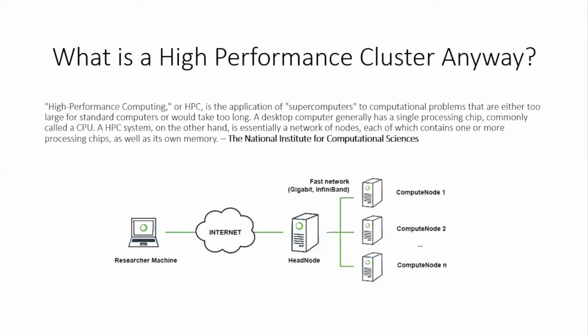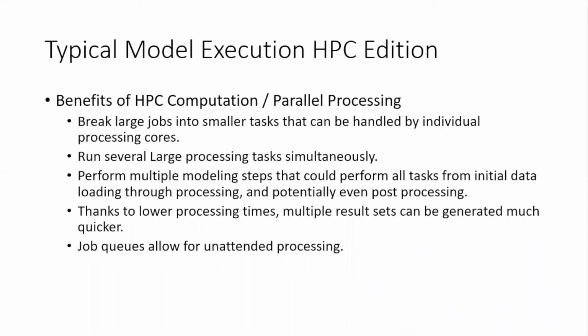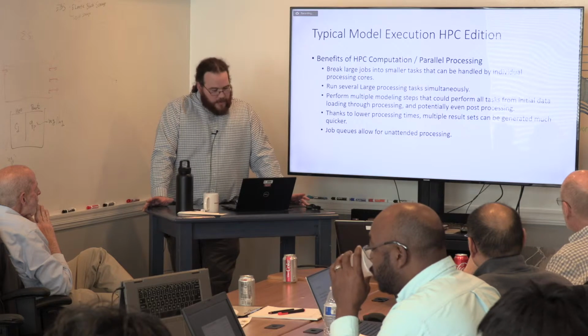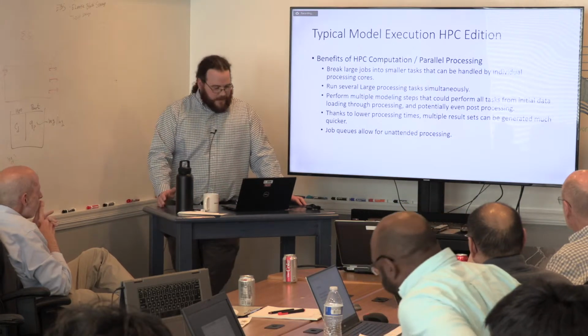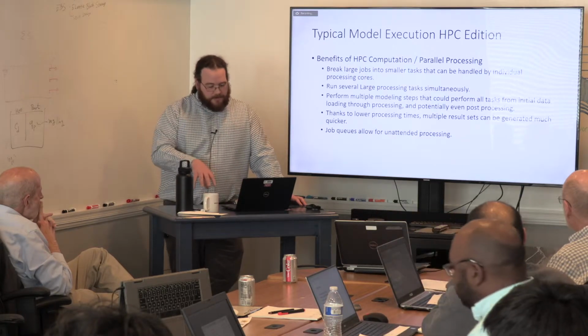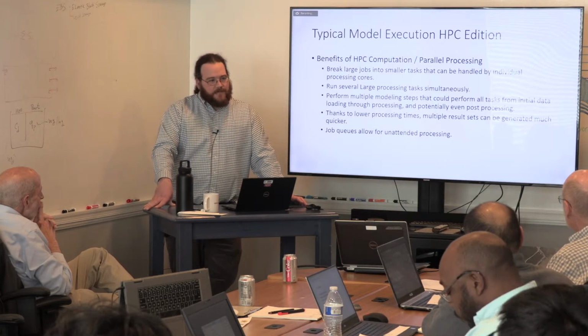So looking at what I call the HPC edition of typical model execution. What do we need to do? We can either take a very large job with lots of inputs and break it into lots of tiny jobs, which works for some models and some executions. Or you can hog the entirety of each one of those compute nodes and run very large jobs in parallel. Overall, you can set that up to perform all of your modeling steps, through data loading and even down into post-processing if that's what you need to do.